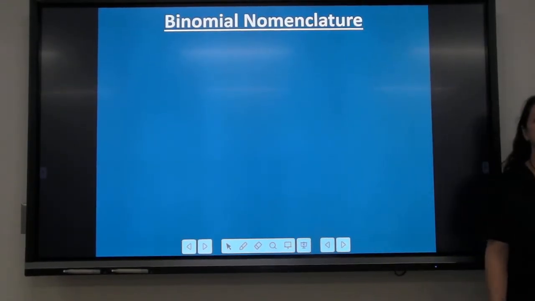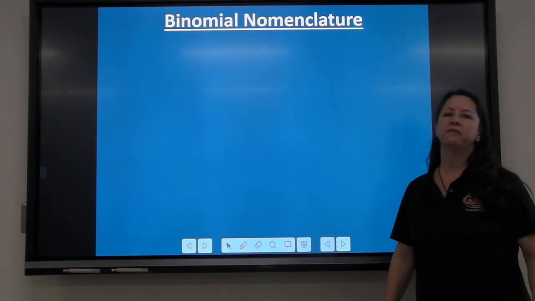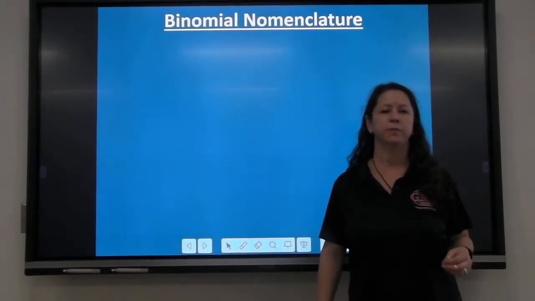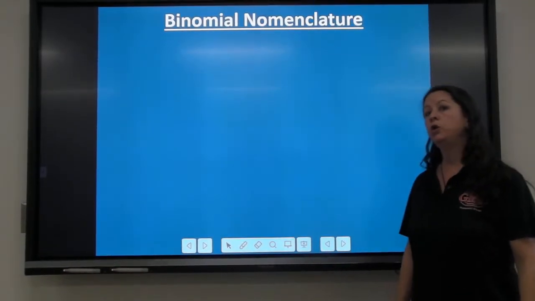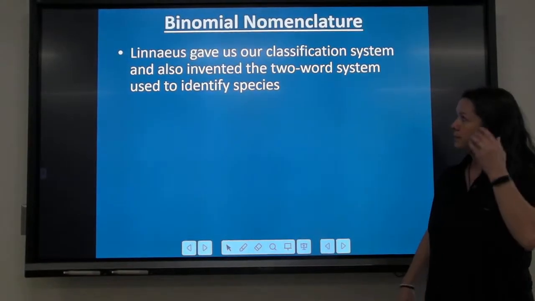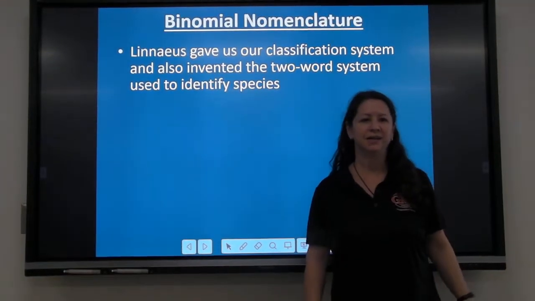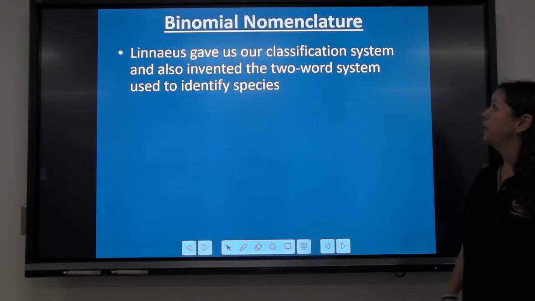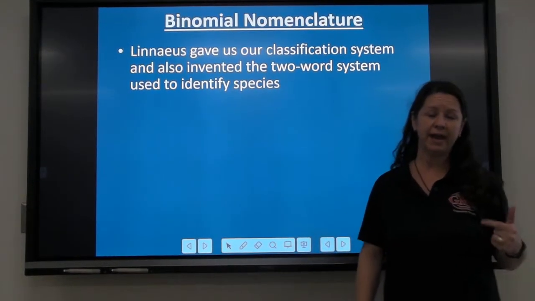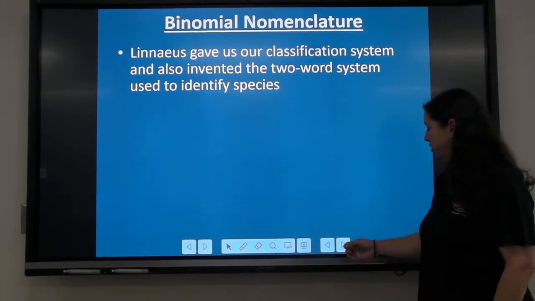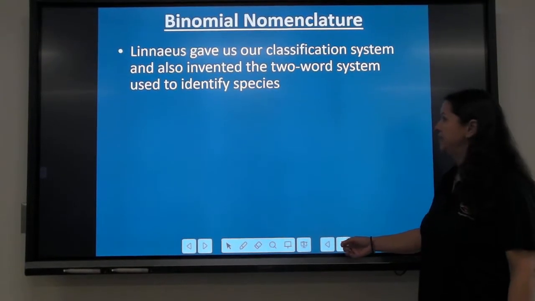Now, when we are talking about naming organisms, we have a very specific system that we use, and that system is called binomial nomenclature. It was given to us by a scientist named Linnaeus, who basically invented our classification system and binomial nomenclature. And we use it to identify species.